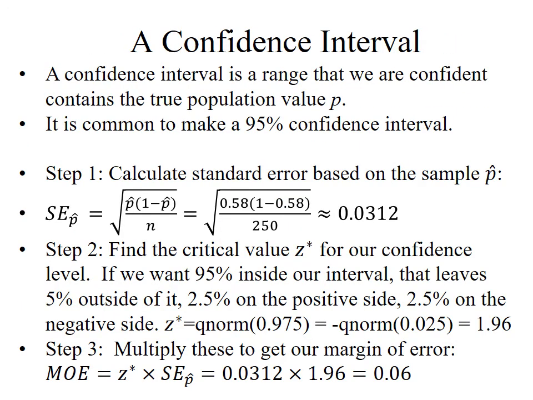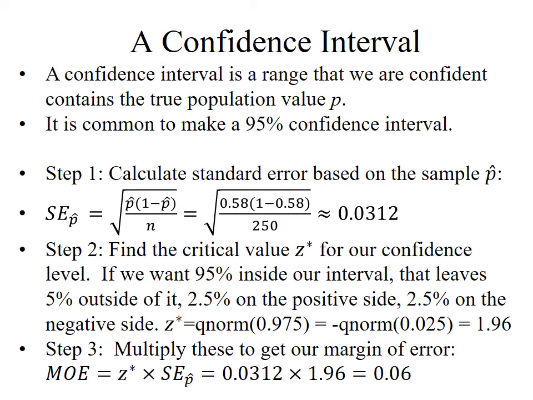Okay, so a confidence interval is a range. That's the range of values where we have a certain level of confidence that it would contain the true population value P, the percentage of voters supporting candidate A. Most commonly, we'll often make a 95% confidence interval. What's the process? Step 1, Step 2, Step 3.